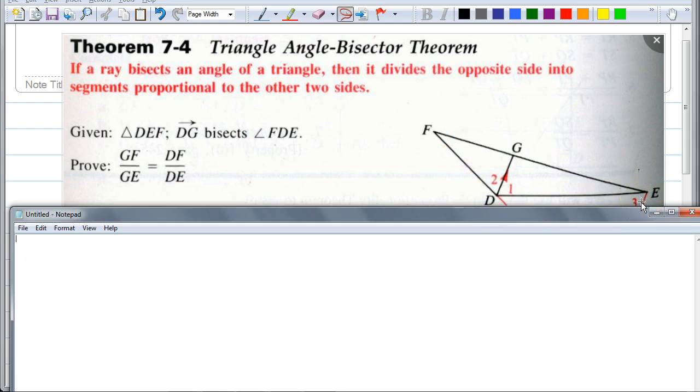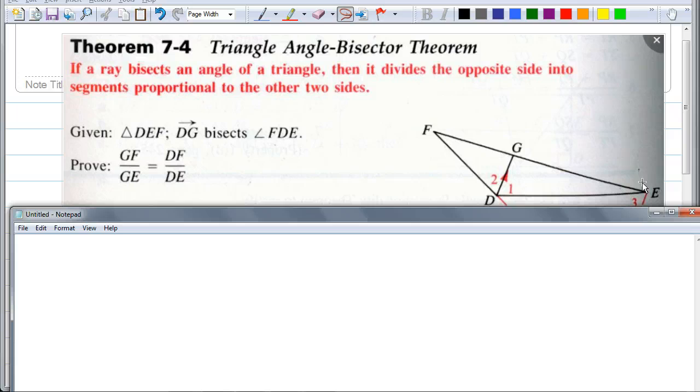Yes? Does the order matter? Like the corners. Yes. So this corner, FG over GE equals FD over DE. Yeah, the order doesn't matter. Yeah, DF is the same as FD. Okay, any questions? Does this make sense? Okay, so of course, we have to figure out why this is true, correct?